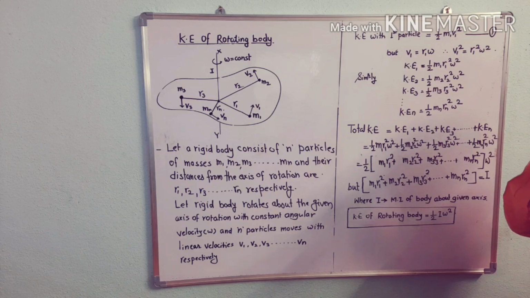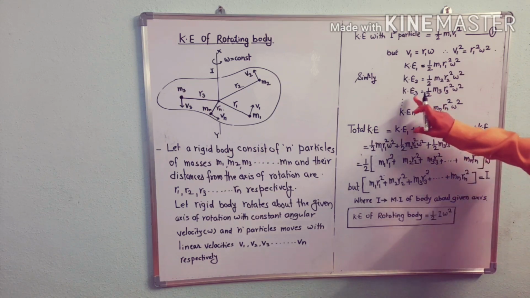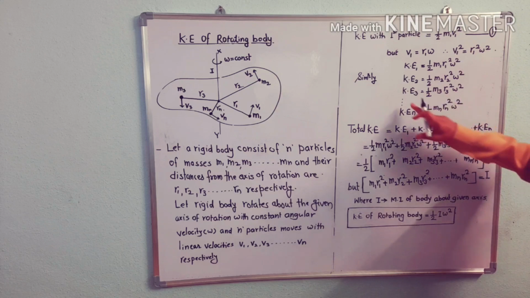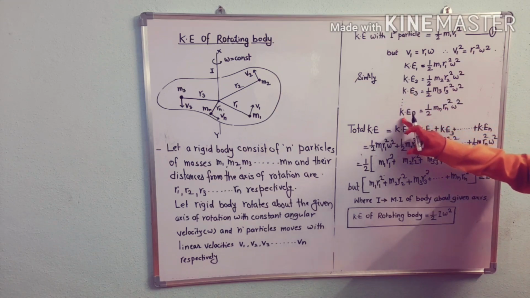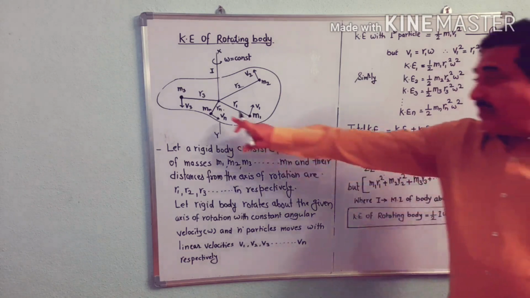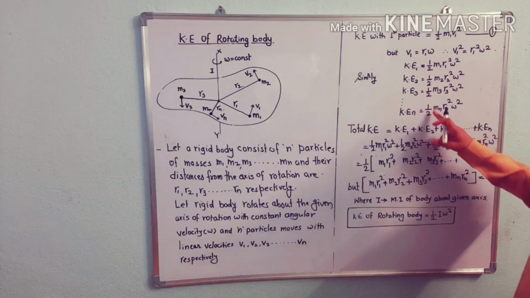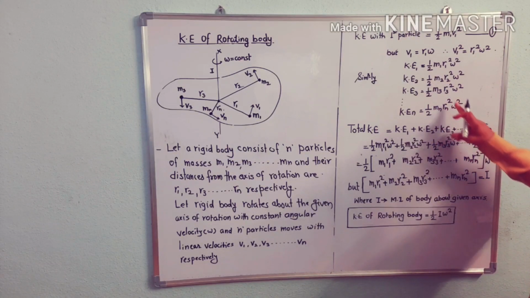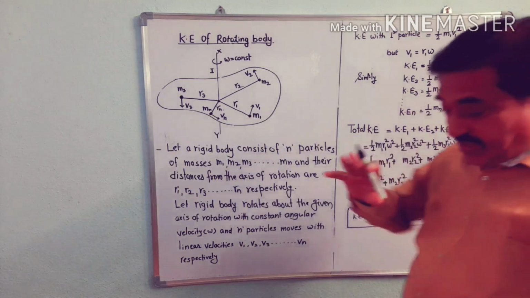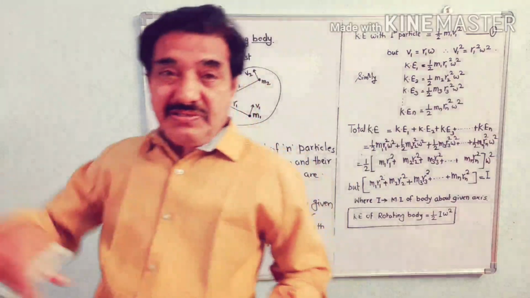Only the mass of the particle changes, m1, m2, the distances r1, r2 change, and omega remains constant. Kinetic energy of the third particle is 1 by 2 m3 r3 square omega square, and in the same way kinetic energy associated with the nth particle is 1 by 2 mn rn square omega square. In this way, we have calculated the kinetic energy of n particles.